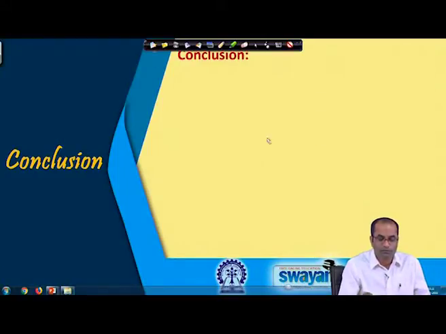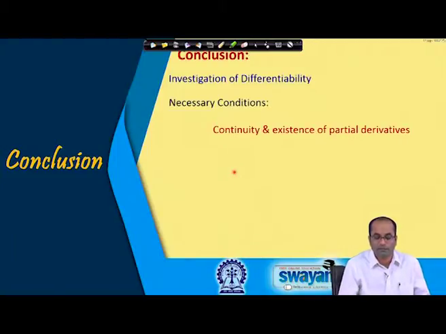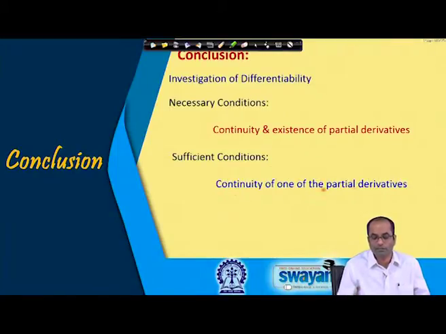So, coming to the conclusion now. What we have observed is that for the investigation of differentiability we can use the necessary conditions, the continuity and the existence of partial derivatives. If one of them is violated, then we can prove that the function is not differentiable. Or, using the sufficient conditions, we can also discuss the differentiability of a function. So, the continuity of the partial derivatives is sufficient for the differentiability of the function.